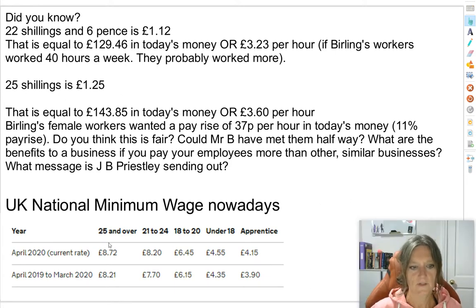So if you have a look at the 25s and overs, the minimum wage at the moment is £8.72 an hour. And you can see that that is well over double even what the girls were asking for in their pay rise here. And nowadays, people are still arguing that this minimum wage isn't even a living wage, that if you're paid the minimum wage, it doesn't give you enough money to pay for your housing costs and your electricity and your heating and your food and your kids' school uniforms and things like that. So hopefully that gives you a bit of perspective. This money is tight. This is not enough money for these people to live properly, to live happy, fulfilled lives at all when we compare it to the money nowadays.